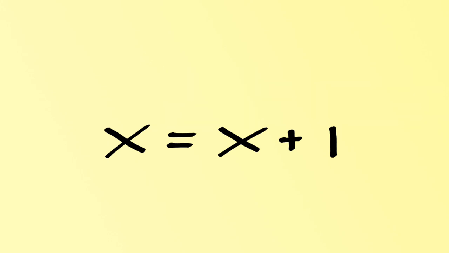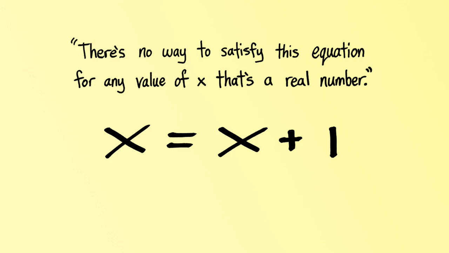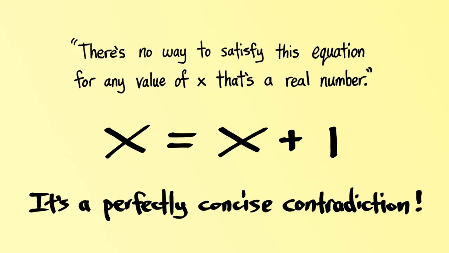But look at it. X equals X plus 1. Suppose we're sitting in a math class and you see the equation X equals X plus 1 written on a piece of paper. You would have to say, there's no way to satisfy this equation for any value of X that's a real number. It's a perfectly concise contradiction. Now we're thinking of the equals sign as defining the value of a thing in an immutable way, much like the way that X and Y and equals do when you're manipulating equations when doing math.